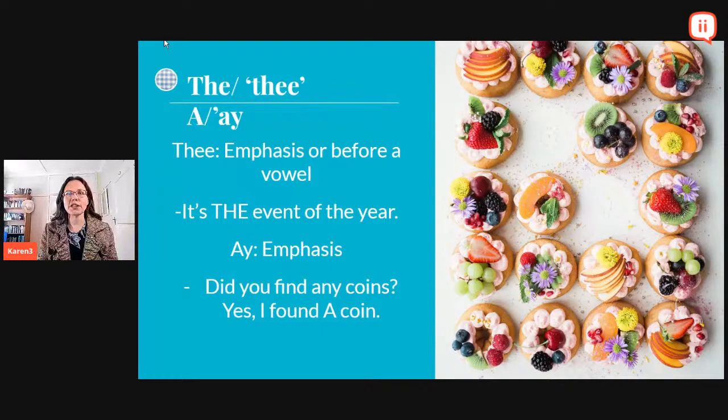I just wanted to mention this. I haven't done the "the" and the "a". It's still T-H-E, but I put it in inverted commas, and "a". All right. So "the" is also used like "an" before a vowel. So you can say the apple, the orange, like you say an apple, an orange, you'll say the apple, the orange. Okay, got that?